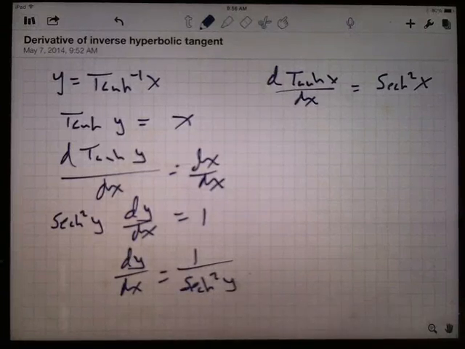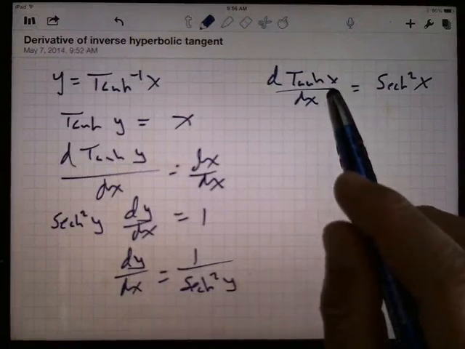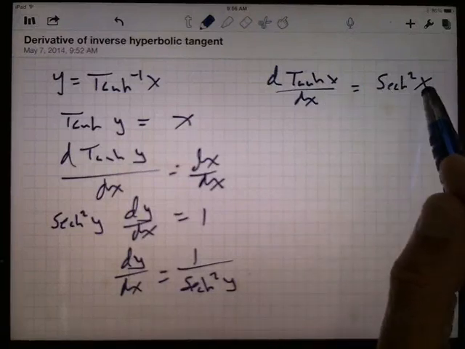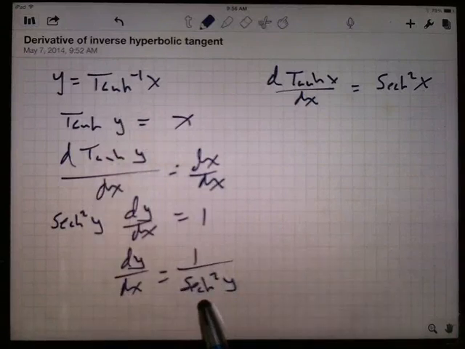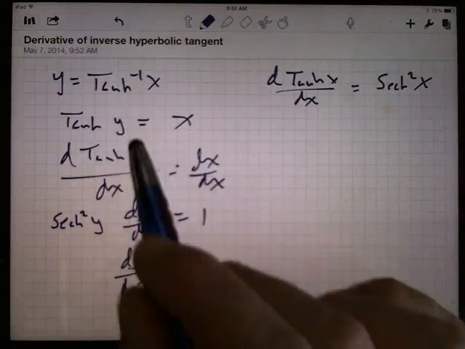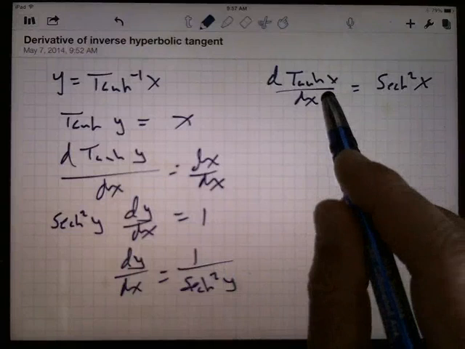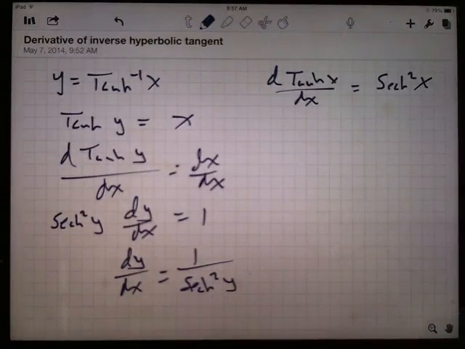Pause right here to ponder a moment. The derivative of the hyperbolic tangent of x is the hyperbolic secant squared of x, and the derivative of the inverse hyperbolic tangent x is 1 over the hyperbolic secant squared of y, right? The derivative of this inverse function is the reciprocal of the derivative of that function with the other variable plugged in. Okay. This is, however, a completely unsatisfactory answer because I didn't start implicitly. I want explicitly. I want my answer as a function of x. And so I've got to get this back to x's.